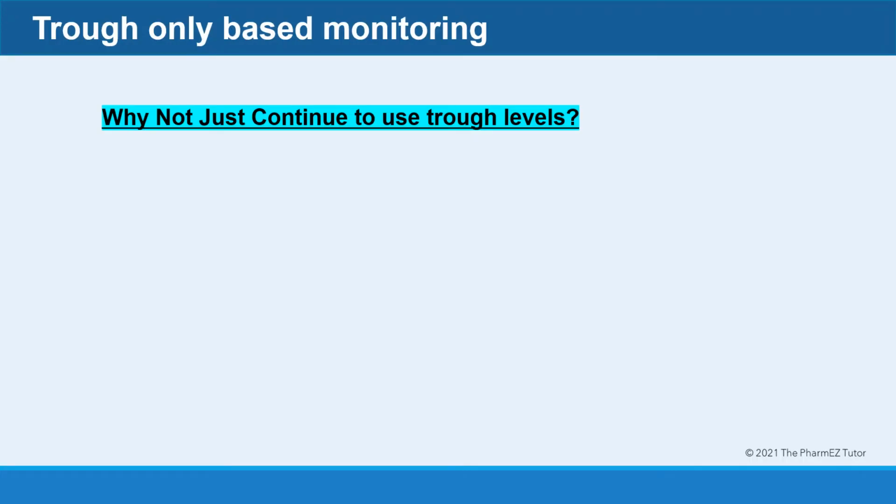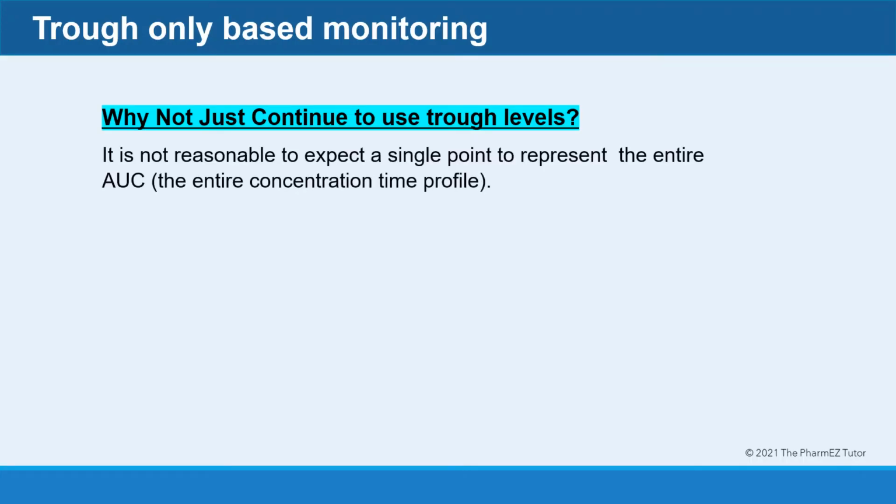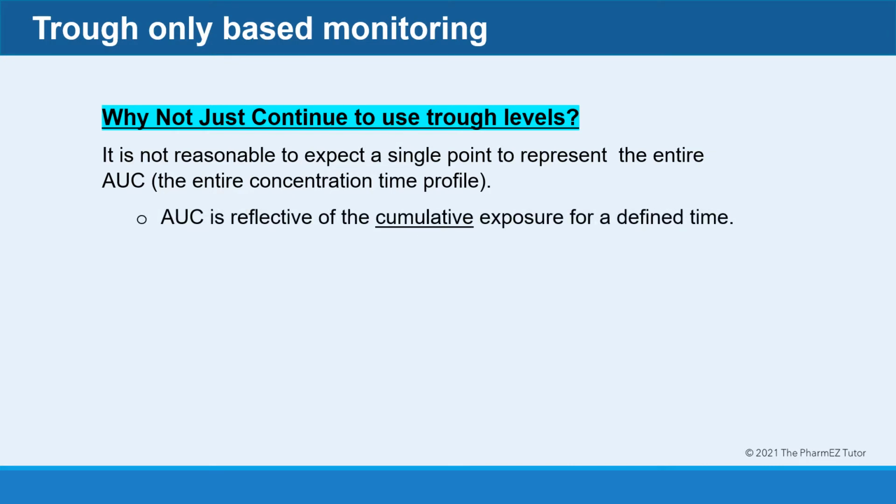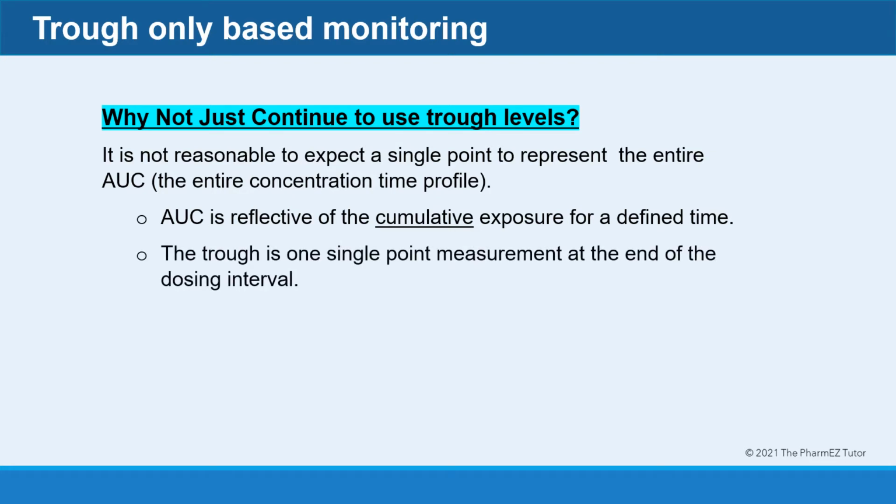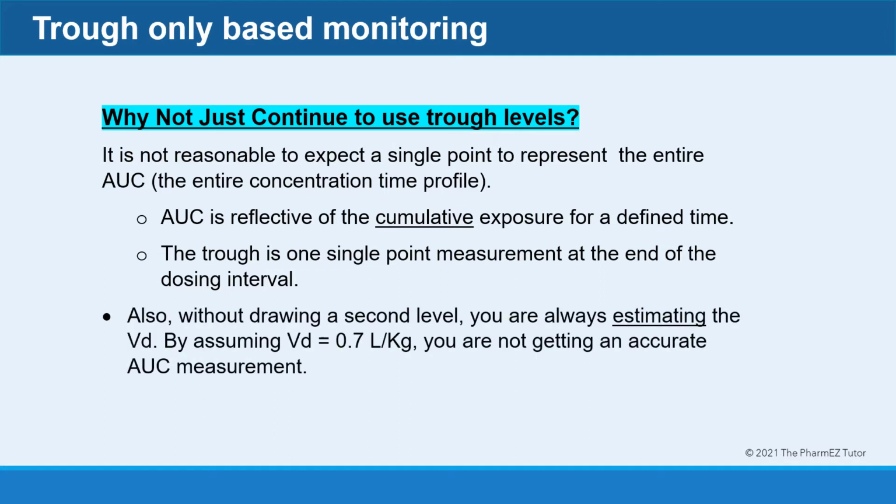So why can't we just continue to use trough levels? Well, it's not reasonable to expect a single point to represent the entire AUC. AUC is reflective of the cumulative exposure for a defined time. The trough is only one single point measurement at the end of the dosing interval. Also, without drawing a second level, you're always estimating the volume of distribution. By assuming the VD is 0.7 liter per kilo, you're not getting an accurate AUC measurement.